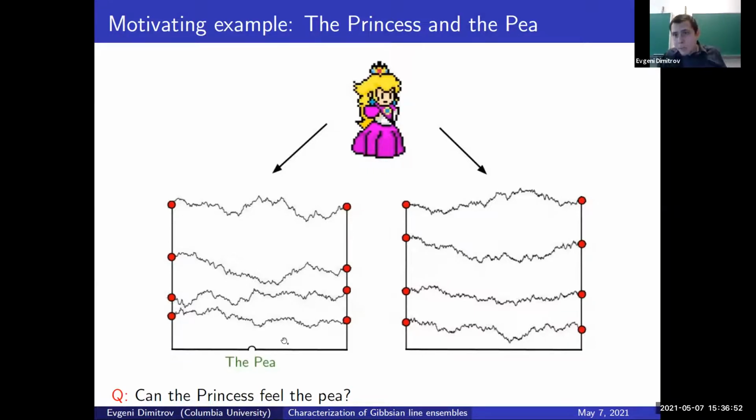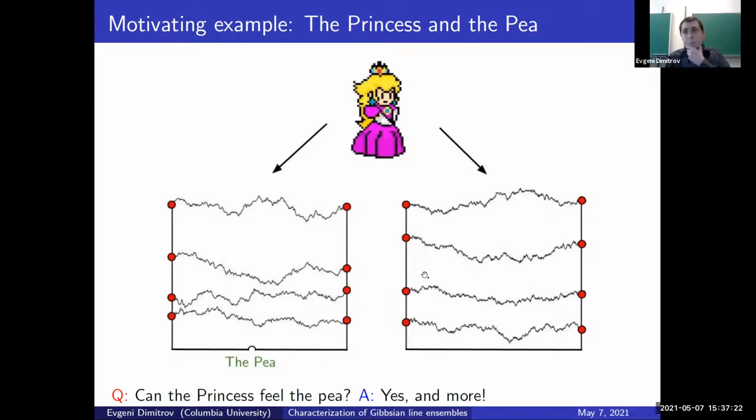Now, a keen observer, aka the princess, observes the top curves of these two line ensembles. She sits on both of the beds and she feels the top mattress of each one. She doesn't interact with any of the bottom mattresses, but she's very sensitive. So by simply sitting on the two beds, she can determine everything there is to know about the law of the top curve. And then the question is, based on this information, can the princess distinguish between these two beds? That is, can the princess feel the pea? And the answer is yes.